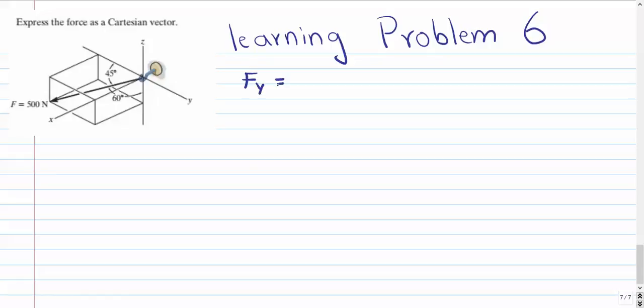So Fy, or the component along the y-axis, is going to be 500 cos of 45. Since they have given us the angle between the force vector and the negative y-axis, we can simply find its component along that axis by using the trigonometric identity cosine. But also notice that the direction is in the negative y-axis, so we need to put a negative sign. Okay, so the value that we get for this is equal to 353.6.